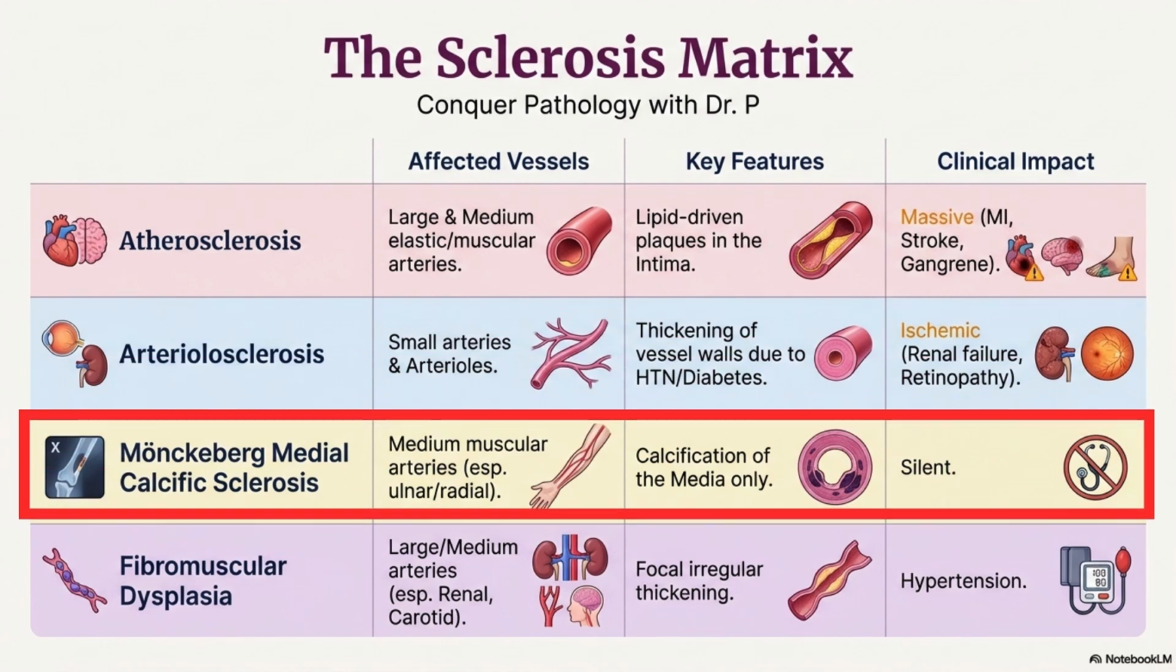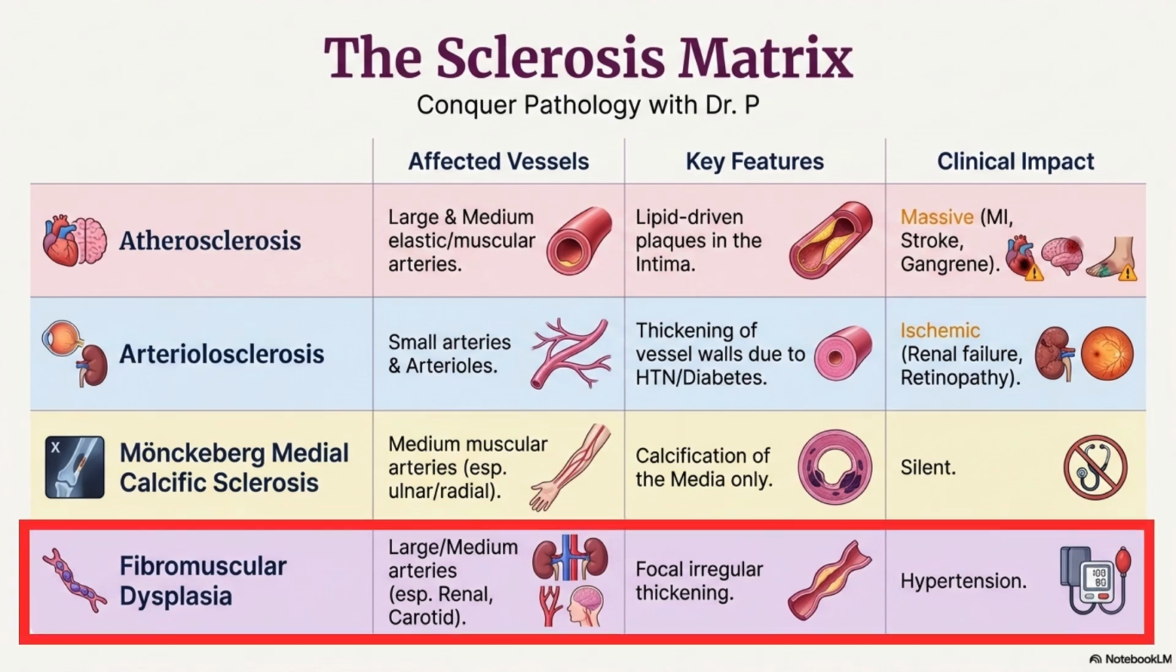Monckeberg hits medium muscular arteries, calcifying the media only and remains clinically silent. And fibromuscular dysplasia hits medium arteries like the renal artery with focal irregular thickening, causing severe hypertension.